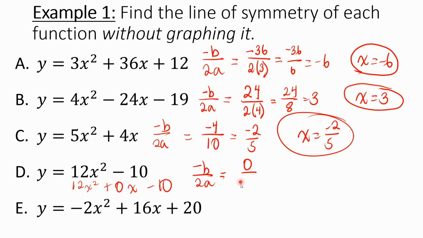Now, it really doesn't matter what we have on the bottom because what's 0 divided by anything? Well, it's just going to be 0. But I'll do it right. I'm going to put my 24 there. All right, so we get 0. So then our equation is x equals 0, which is the y-axis, right? That's the line that goes straight up and down in the middle. All right, and then the last one.